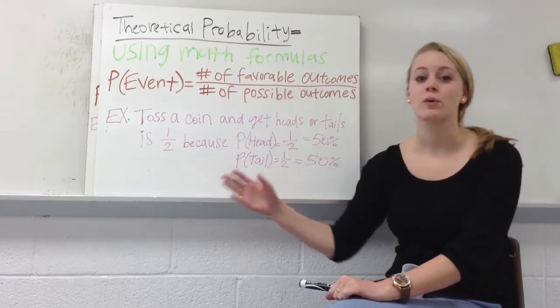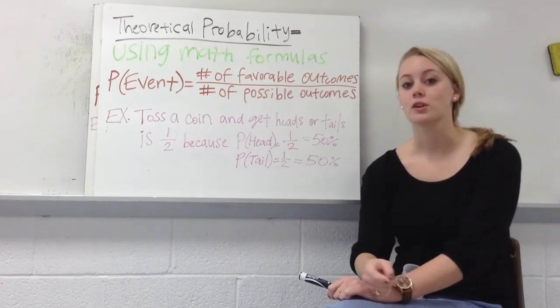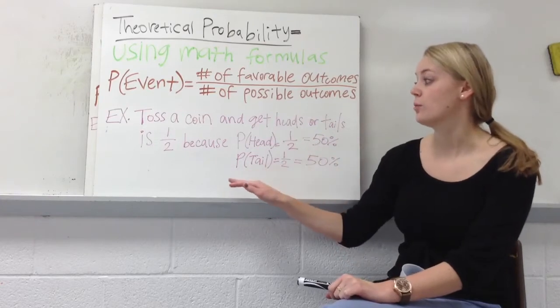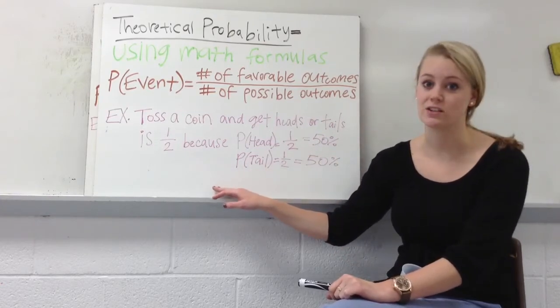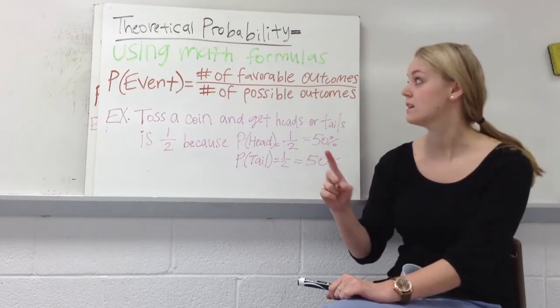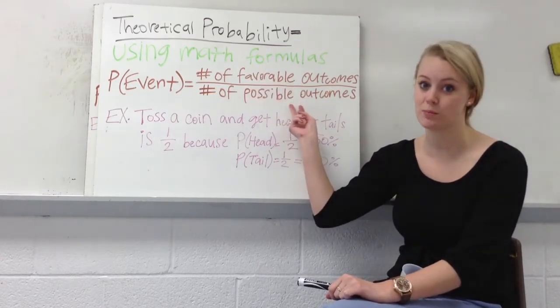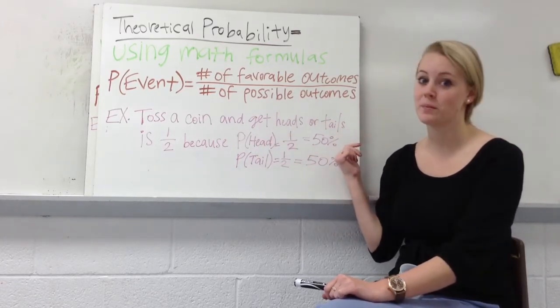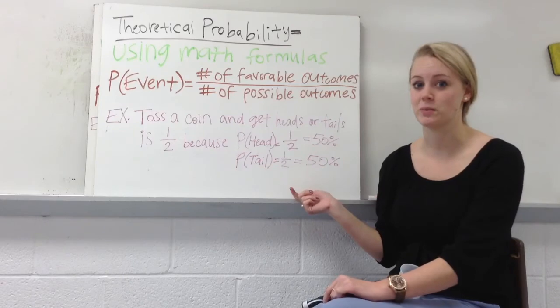So, for example, if you toss a coin, it will either land on heads or tails. The theoretical probability of it landing on heads or tails is 1/2, because if it lands on heads, that's one favorable outcome out of two possible outcomes. So the probability of landing on heads is 50% and landing on tails is 50%.